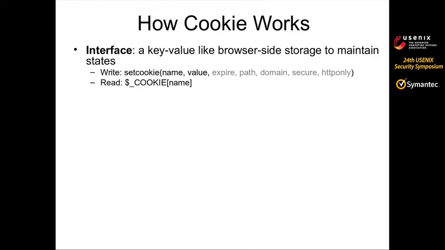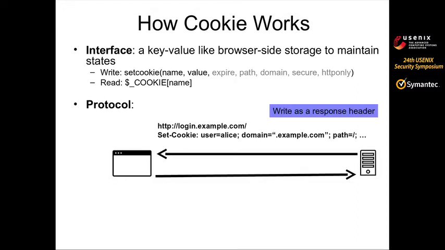To understand how this could happen, we need to first go to cookie details. Cookie is a browser-side storage to maintain HTTP state. Its interface is very simple, mostly involving a name and value, just like a key-value pair, and several options. What is hidden from this simple interface is that those options actually play very important roles. Its protocol works like this.